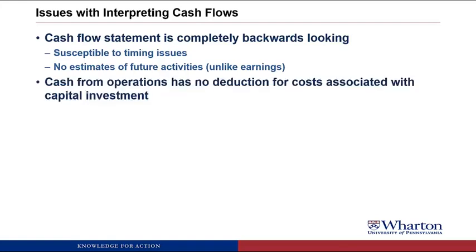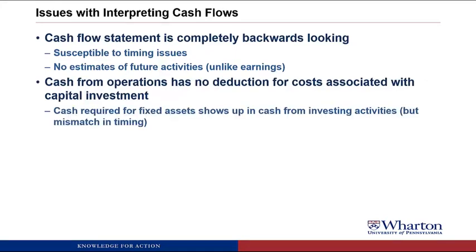The other problem with cash from operations is that there's no deduction for the costs associated with capital investment. So we see in earnings that there's this charge for depreciation, which recognizes the property, plant, and equipment used this period. Whereas when we look on a cash basis, the cash required for fixed assets shows up as cash from investing activities, not as part of cash from operations. And plus, there's a mismatch in timing where it only shows up as cash flow, obviously, when you pay the cash, but then you may end up using that equipment for 10 years without any future cash flow implications.